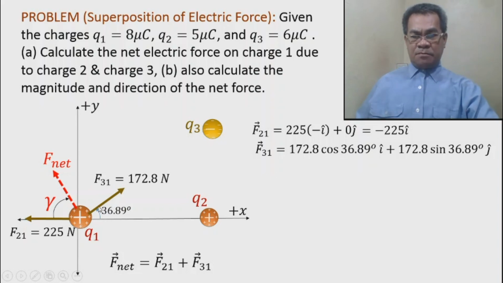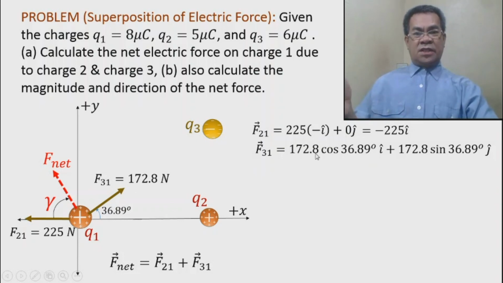The angle is a reference angle from x, so therefore you have 36.89, then added by the 172 again, the same, but this is sine of the same angle. So therefore, this is the vector force that 3 exerts on 1. Okay? In our previous slide, we have only the cosine. Why? Because it is unit vector. But this one, this is not a unit vector. So you have to use the magnitude.